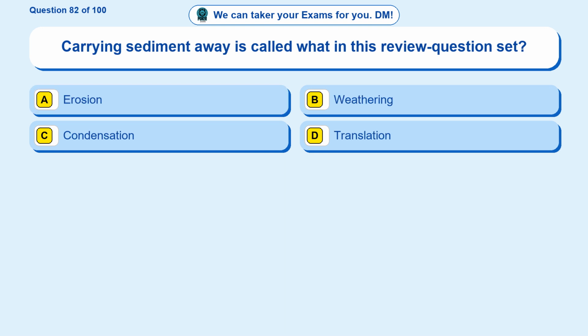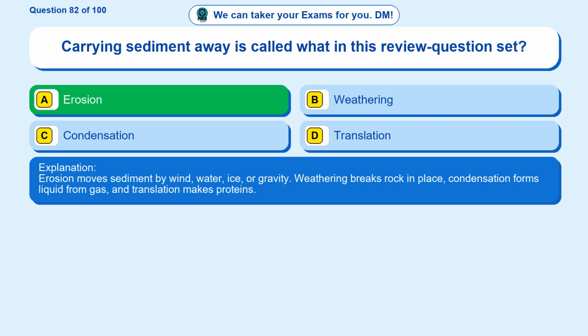Question 82. Carrying sediment away is called what in this review question set? Option A, erosion. Option B, weathering. Option C, condensation. Option D, translation. The correct answer is option A. Erosion. Erosion moves sediment by wind, water, ice, or gravity. Weathering breaks rock in place, condensation forms liquid from gas, and translation makes proteins.